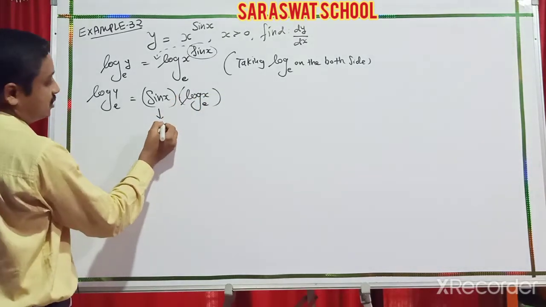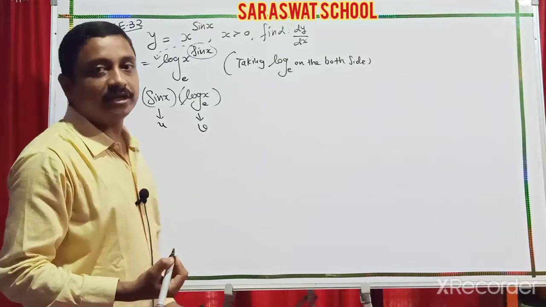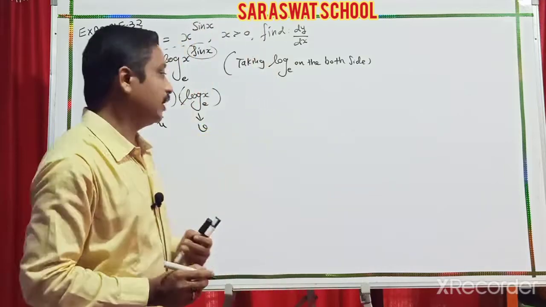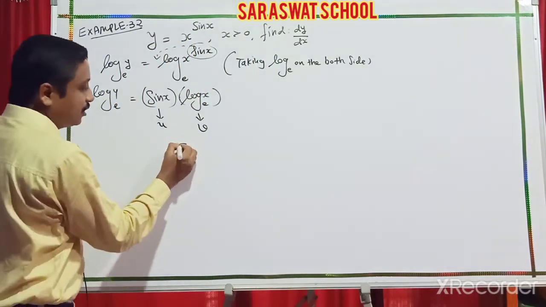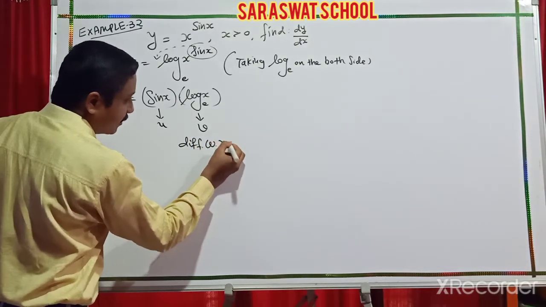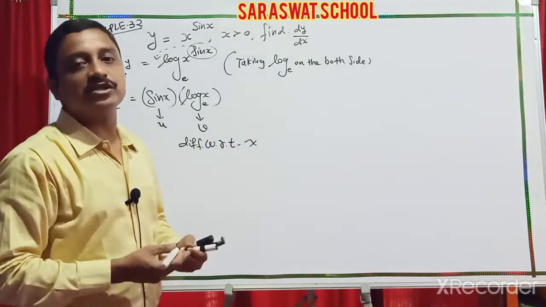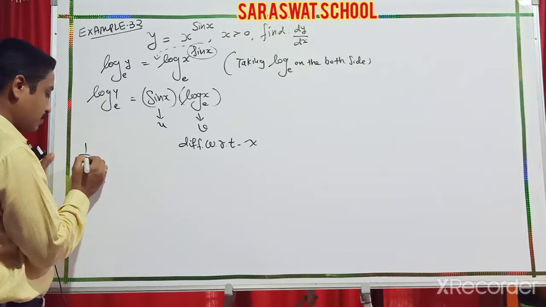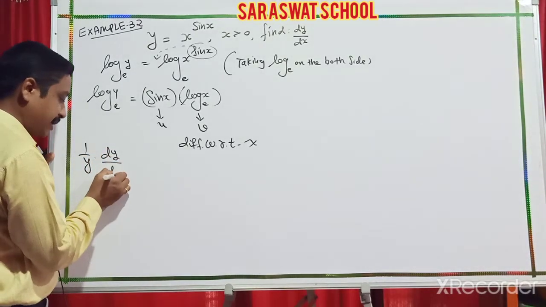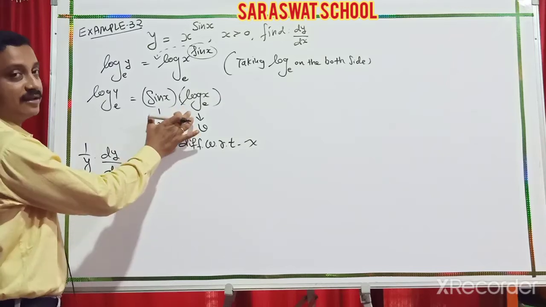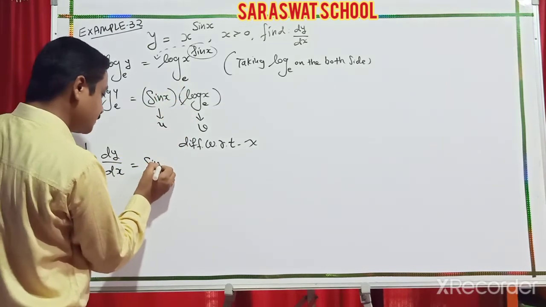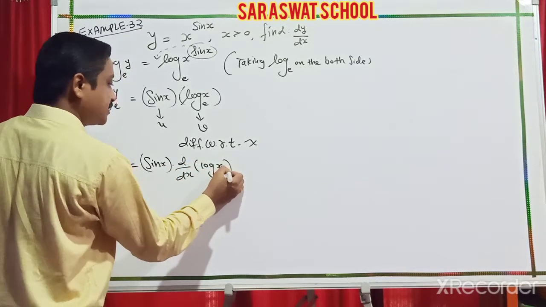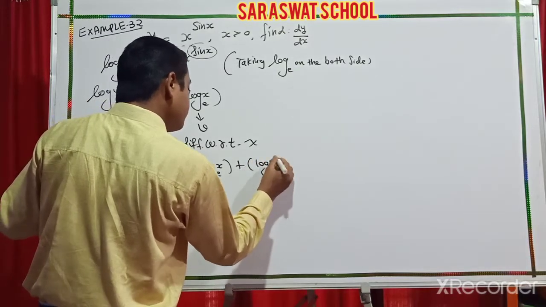Now students, consider this as u and that as v. Apply the product rule, and here also the composition, so chain rule. Differentiation with respect to x. So here apply the log y derivative, 1 by y, and the y derivative pending, dy by dx. And on this side apply the product rule: first into d dx of second plus now second into d dx of first.